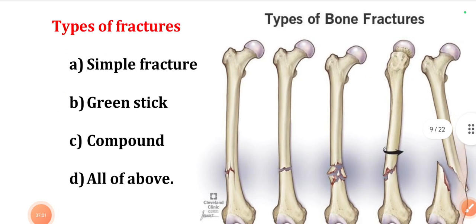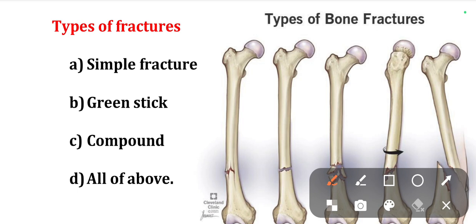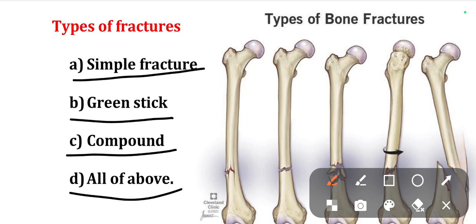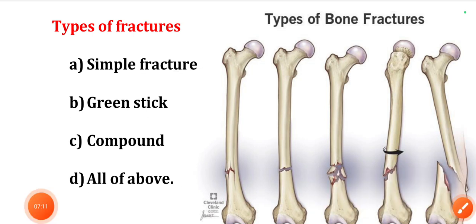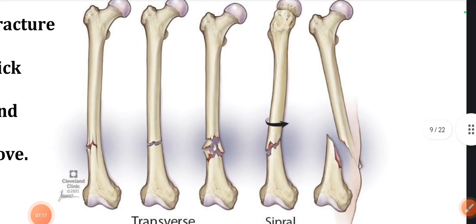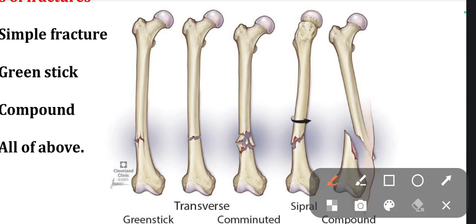So the next one is types of fractures. Options are simple fracture, green stick fracture, compound fracture, all of the above. So the right one is all of the above. Here you can see the types of fracture. In this we have a total of 5 types. First one is the green stick fracture, where some part of the bone will be damaged, and a transverse fracture is where the damage will be complete. So there is a complete gap we can see in the transverse fracture.